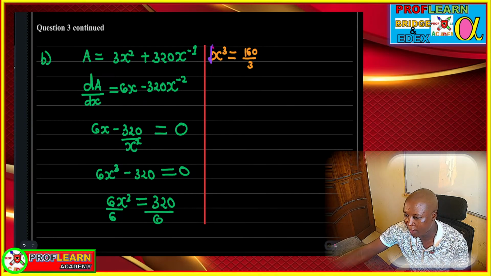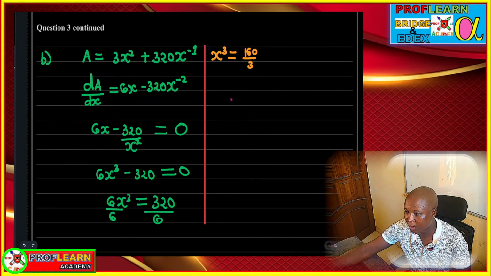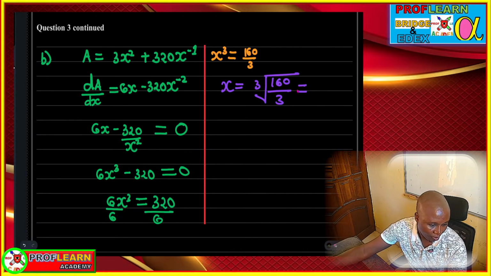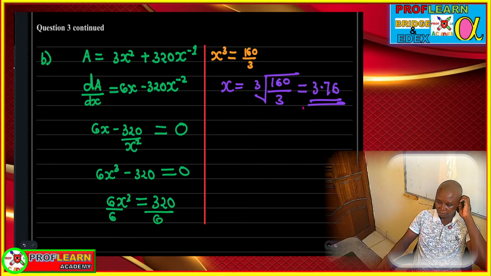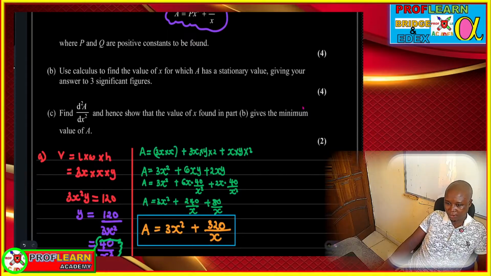In order to find our value of x, we shall find the cube root. So our x is going to be the cube root of 160 divided by 3, and if you work it out, you get your answer, which is approximately 3.76 as the value of x.